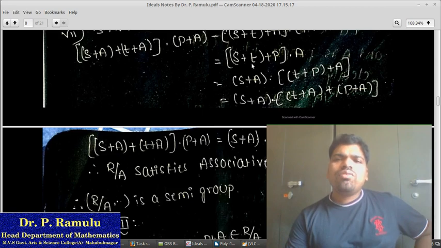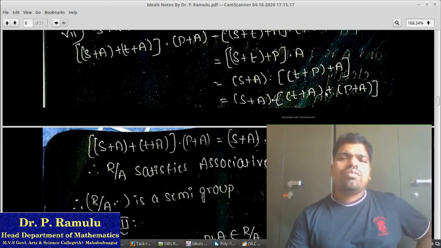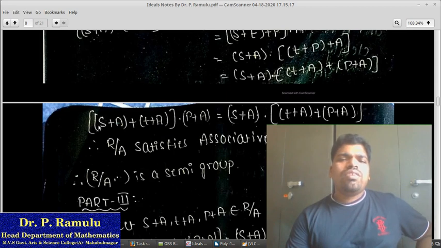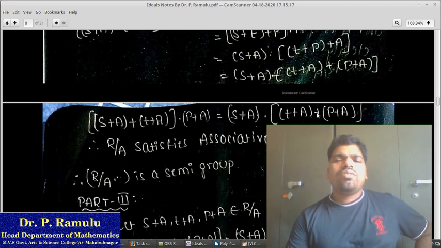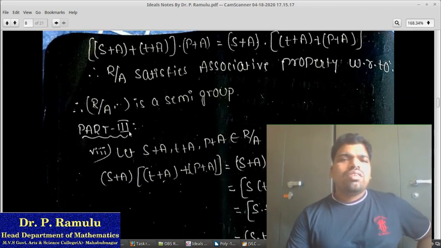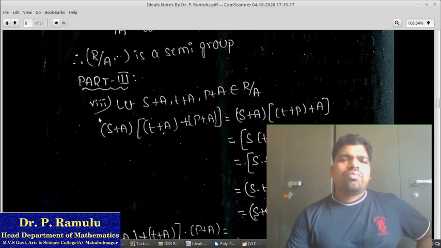So s dot t dot p can be written as s dot t dot p, we can apply, so s plus a into t plus a dot p plus a. You can write it as s plus a dot t plus a dot p plus a. So therefore it is easily verified that R by A satisfies the associative property with respect to dot. Therefore R by A is a semigroup.